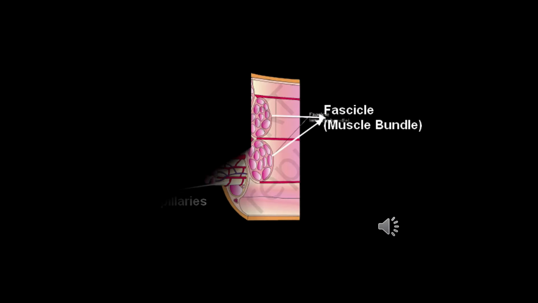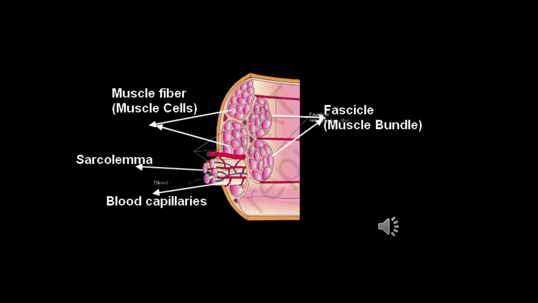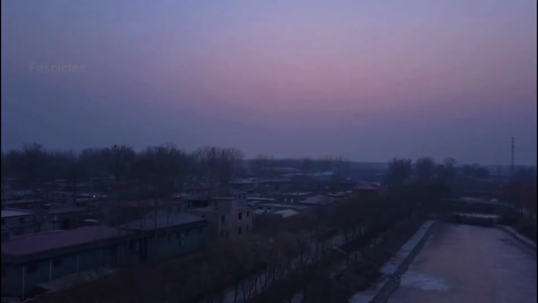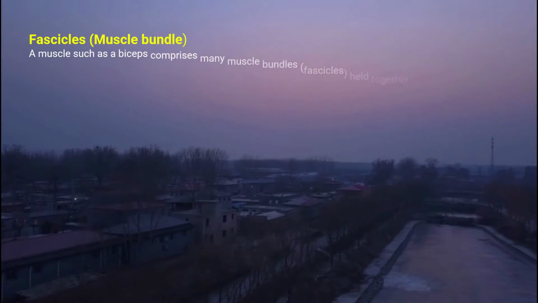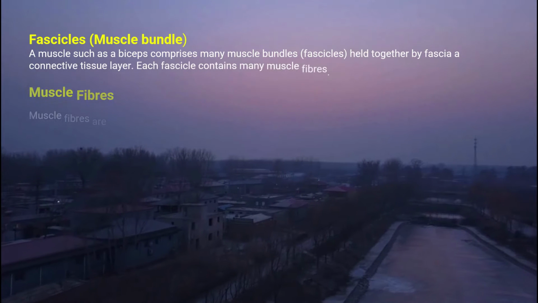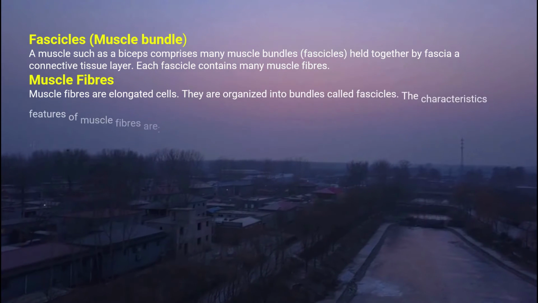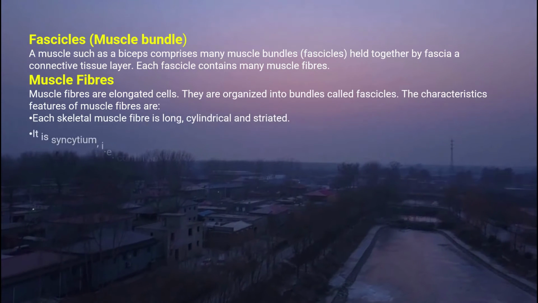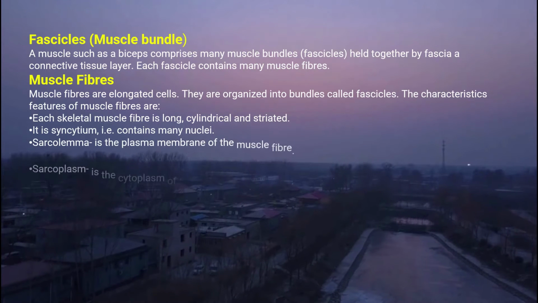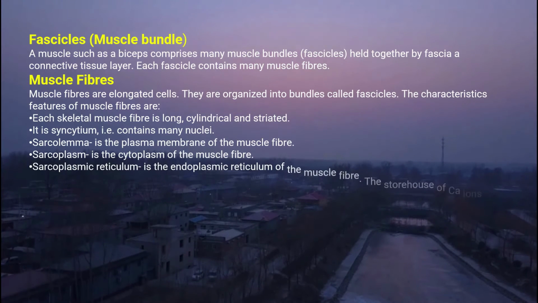This diagram shows the organization of a muscle. It exposes the muscle bundle, muscle fibers, sarcolemma and blood supply. We can study the details in the ongoing lecture. A muscle shows the following structure. 1. Fascicles are muscle bundles. A muscle, such as the biceps, comprises many muscle bundles or fascicles, held together by fascia, a connective tissue layer.